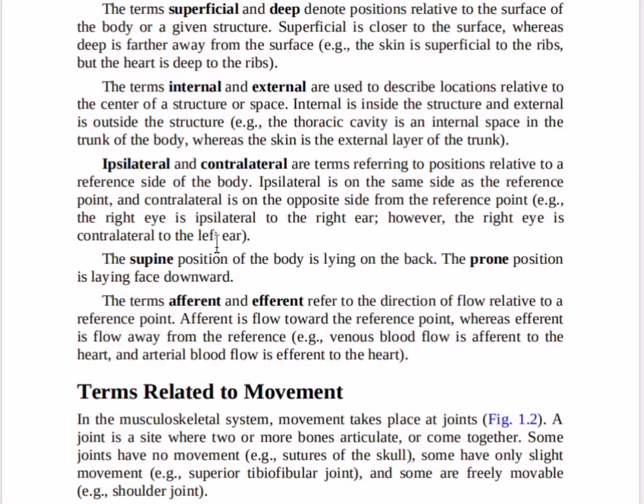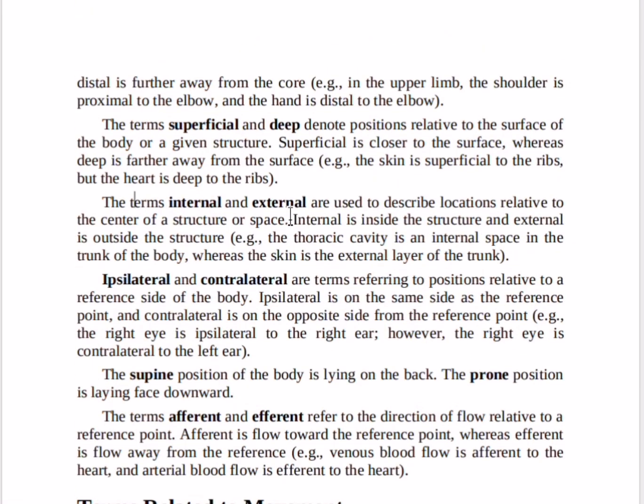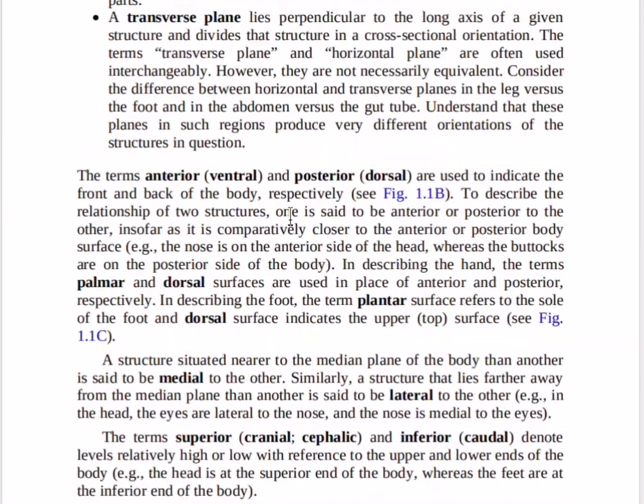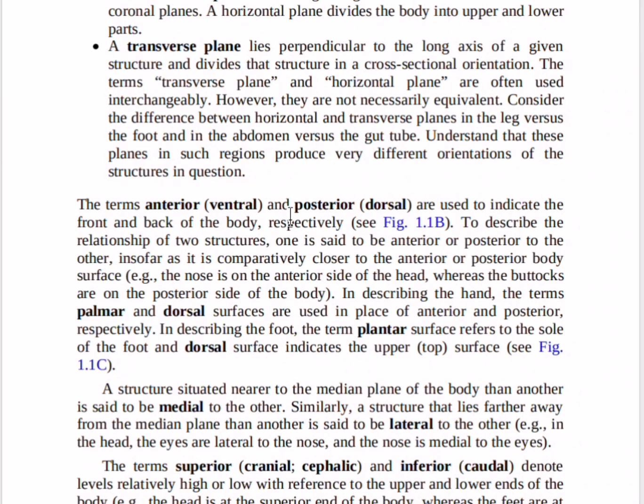Supine means your body is lying on the back, your face facing upwards. While prone means you are lying downwards, your chest directed to the floor. That's the prone position. Just know that in a supine position, your back is on the floor, your feet are projected upwards, your hands are projected upwards.